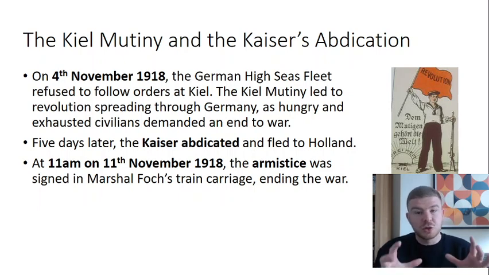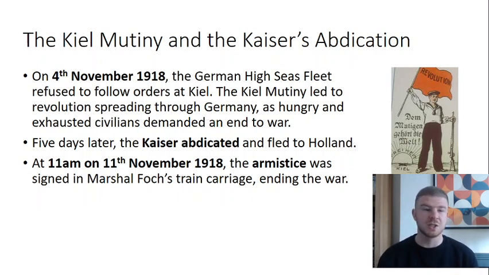So the Kiel Mutiny doesn't just stop as a group of men refusing to follow their orders in the Navy. That revolution spreads across the country and people start to protest and demand that the war must be over now, that Germany needs to surrender. 5 days later, the Kaiser, whose big idea this had been, who loved Germany so much, was a keen nationalist, militarist, imperialist, it's all over for him. He abdicates and he flees to Holland.